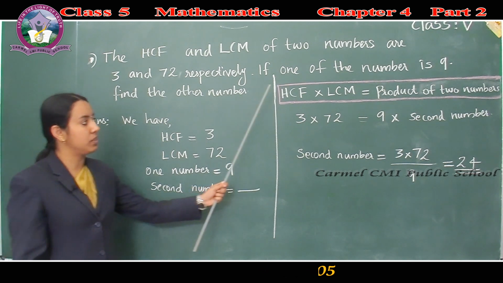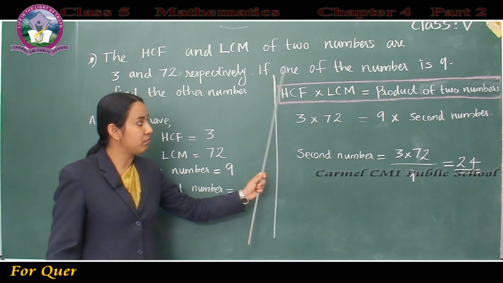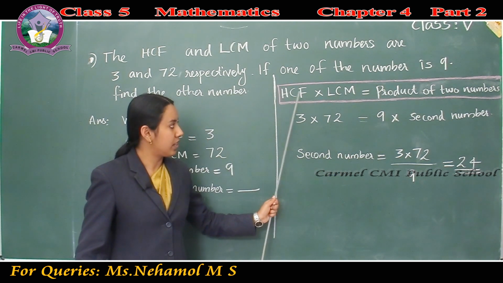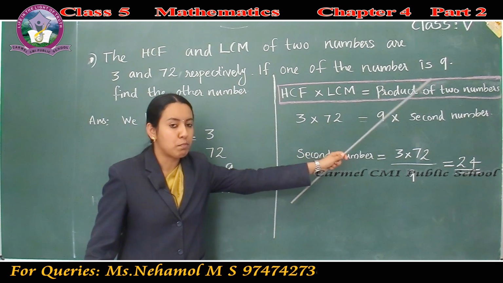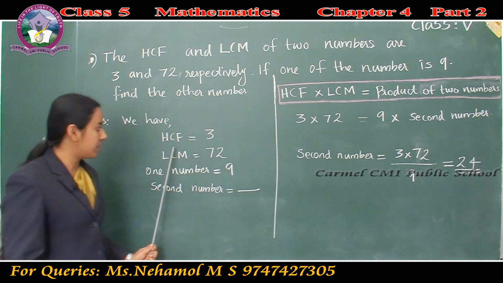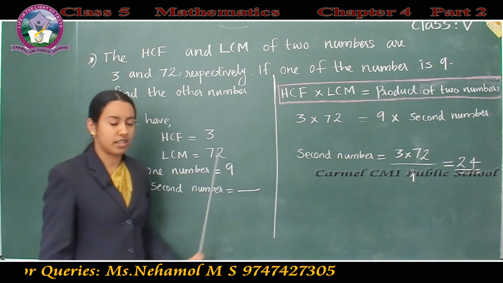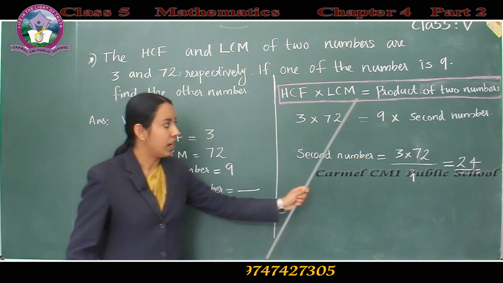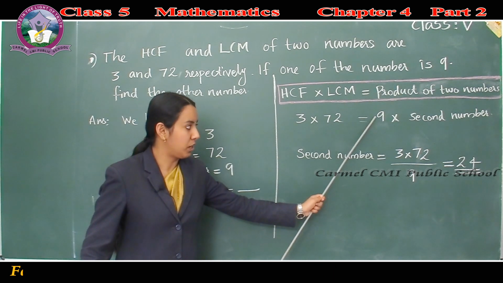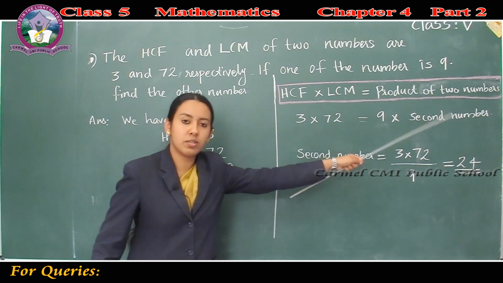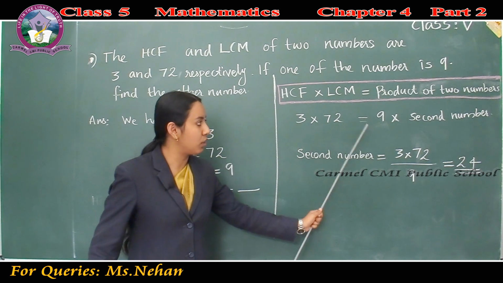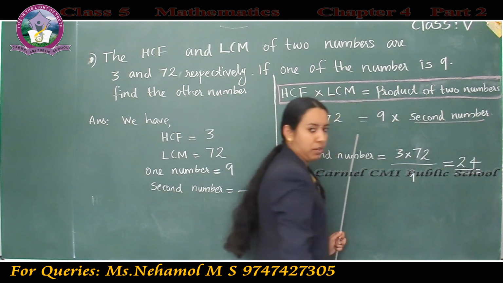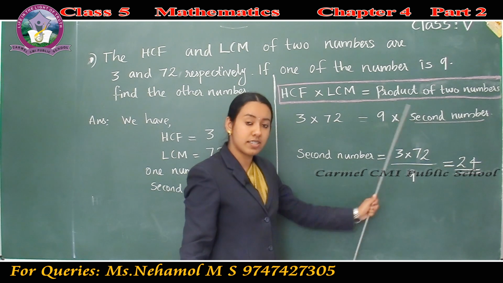Then what is the relation between HCF and LCM? HCF into LCM is equal to the product of two numbers. What is the HCF here? 3. LCM is 72. So we can write 3 into 72 is equal to 9 into the second number. One number is given, that is 9, into the second number. Then we have to find the second number. That is the question. What is the second number?